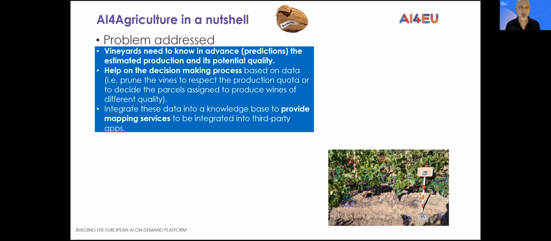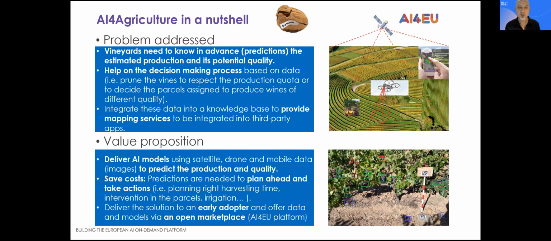And also it's important in terms of value proposition that our idea is to develop and deliver these AI models in order to use the data that we have at hand, which is on the one hand satellite data, especially from Sentinel, but also images from drones that we are taking in the field. And last but not least, we are using data from mobile applications that we use to take close-up pictures and actually deliver the production estimate from those pictures. At the end of the day, it's all about saving costs for the farmers.